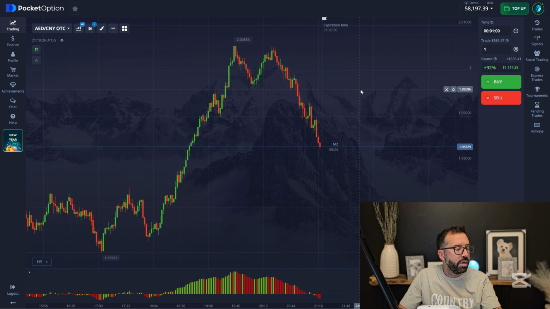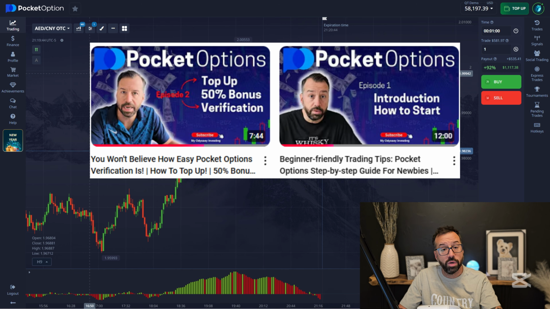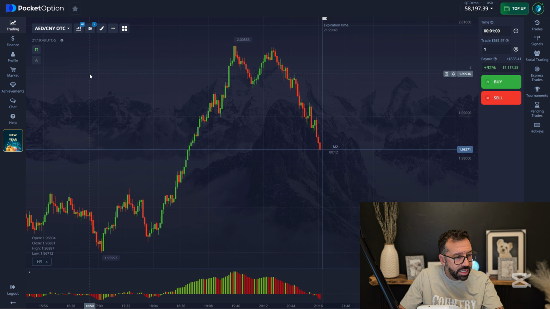All right, Pocket Options main screen here, pretty easy to navigate through. I do have a walkthrough video, which I will leave in the description below. You guys can go check that out. Essentially, the goal here to get started is to set it up like this.